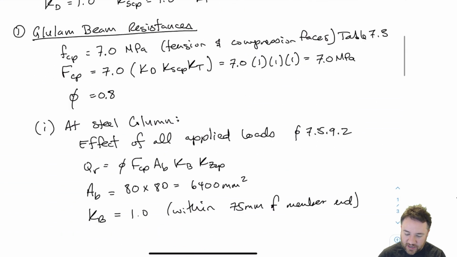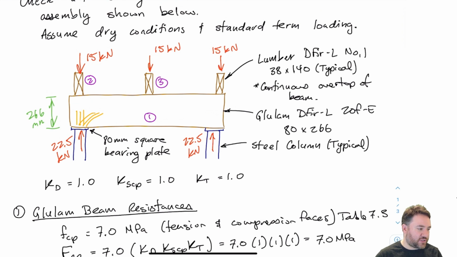Okay, so next I'm going to check the effect of squeezing between those two. Since I have two loads on either side of the member, I have the 22.5 on the bottom and I have the 15 on the top. Right at the end of the beam, in between those two, I have stress perpendicular to grain that goes all the way through the depth of the beam.